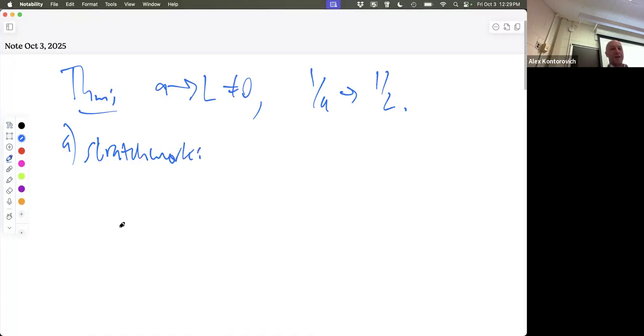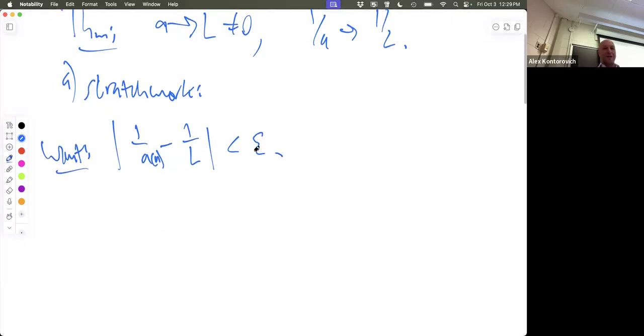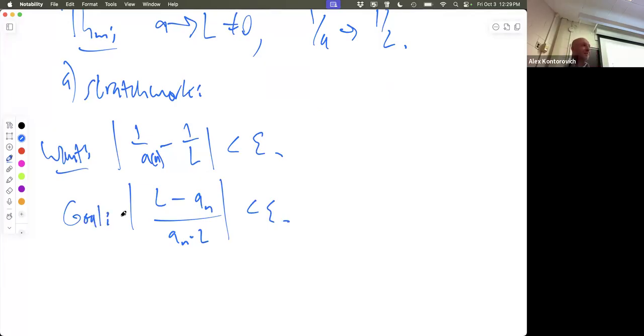Scratch work. Of course, the key thing when we're done with all of our manipulations is that the absolute value of 1 over AN minus 1 over L needs to be less than epsilon. This is what we want. This is our goal. How do we get there? Okay, let's do a little bit of algebra. So this is L minus AN over AN times L. It needs to be less than epsilon. So again, this is our new goal, if we're keeping track of goal states. You can just write for yourself, scratch work, goal.